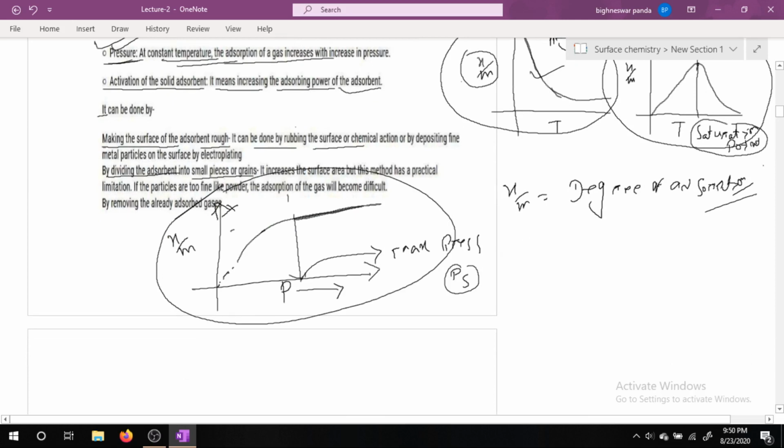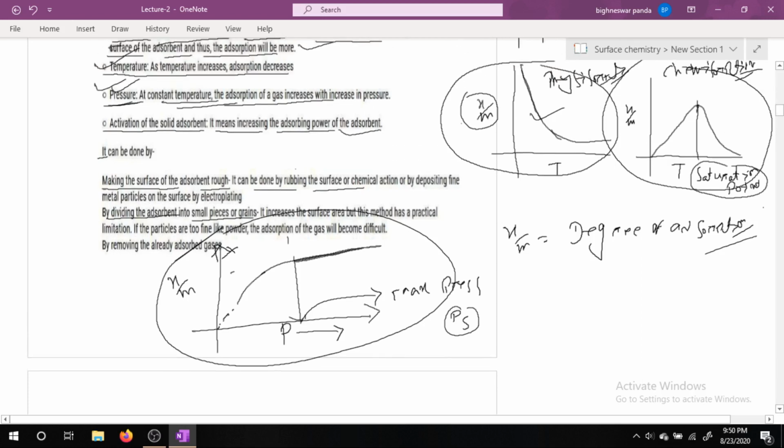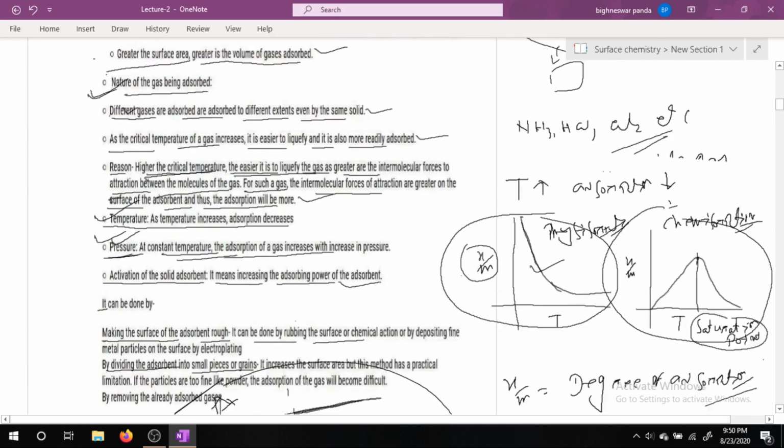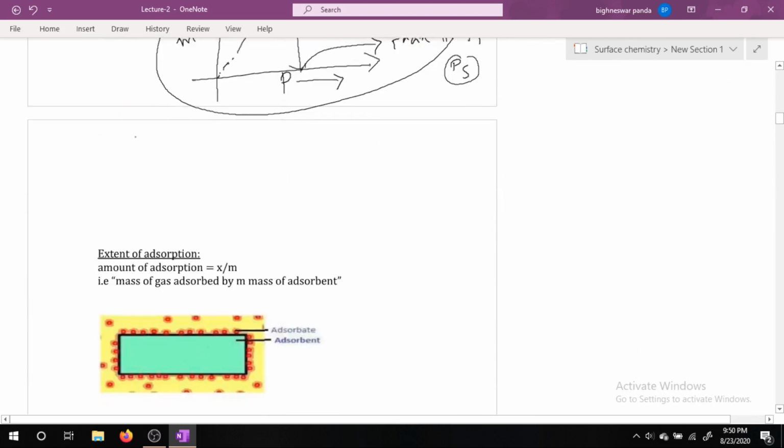Activation of the solid adsorbent means increasing the adsorption power of the adsorbent. It can be done by rubbing, or by creating some rough area on the surface, or by dividing a particle into tiny particles or tiny units. We can easily increase the activation of the solid adsorbent. So this is all about factors affecting adsorption of gas on solids.